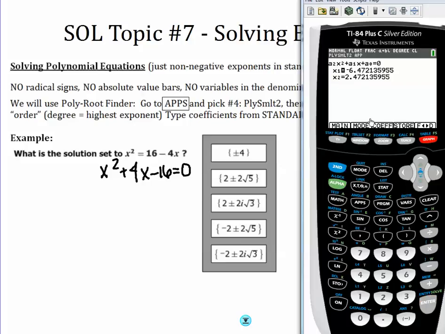Now, this gives me 2 decimals. None of my answer choices are decimals, but a lot of them have square roots. The calculator does not give its answers in square root form, so we're going to have to figure out which of these square roots matches those decimals. So I'm going to jot these answers down. So I have negative 6.47 and 2.47.